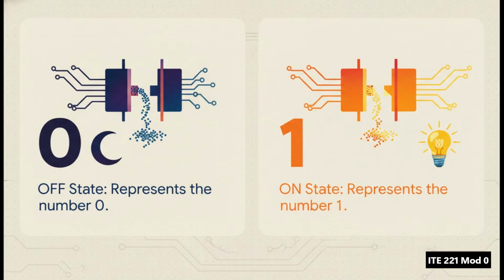Now, this is where things get really cool. We take those two states, on and off, and we give them meaning. We just decide that the off state means the number 0, and the on state means the number 1. And just like that, with a simple switch, we've created an alphabet. This two-symbol system is called binary, and it is the native language of every computer on the planet.